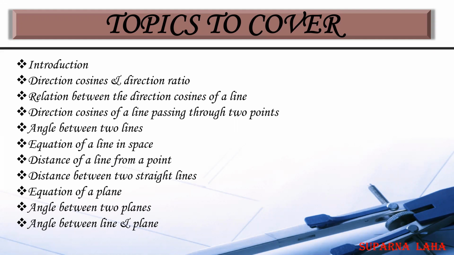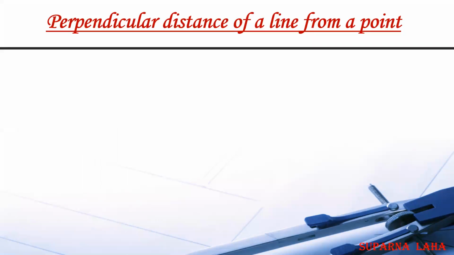So let us first talk about the perpendicular distance from a point to a straight line. So here also two forms you can find, or in two different ways you can define this, in a vector form and in a Cartesian form. So first we are discussing the Cartesian form.